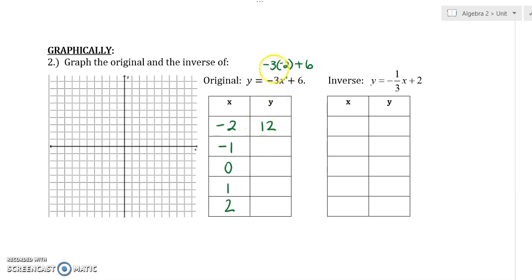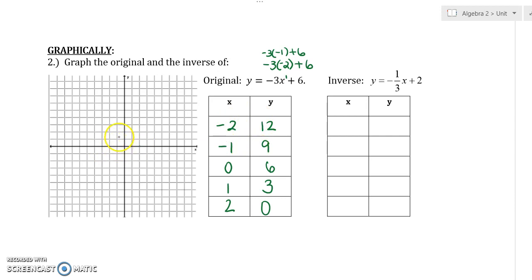So then we have -1. Well, -3 times -1 is 3 plus 6 is 9. Then we have 0. -3 times 0 is 0 plus 6 is 6. -3 times 1 is -3 plus 6 is 3. And -3 times 2 is -6 plus 6 is 0. So I'll plot these 4 for sure because they fall into my table, and I might just leave the -2, 12 alone. And that's what I mean. You just have to kind of think about what you can do.